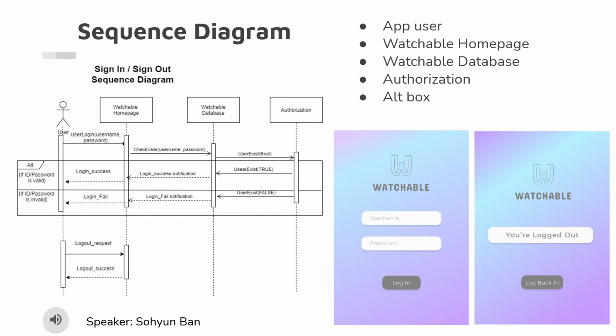The alt box shows two situations. If the user exists method returns a true value to the database, it notifies the user they successfully logged in. If it returns false, the user will get a login failed notification from the page. The logout process does not need permission from the authorization, so when the user requests to log out, the homepage will simply notify the logout success to the user.